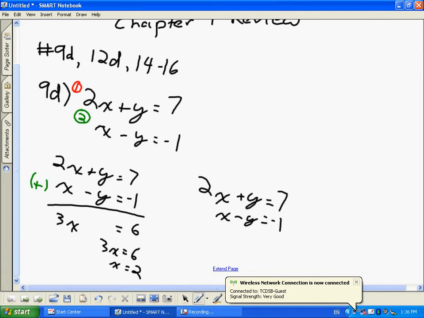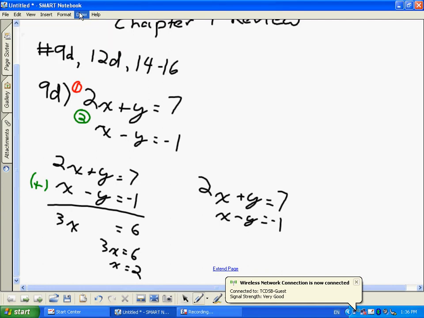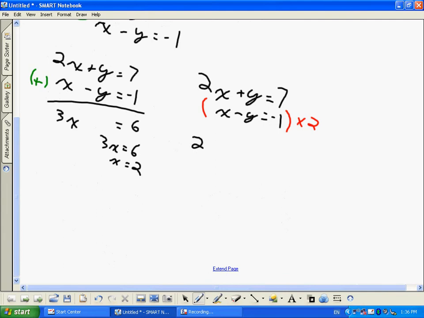Okay. In order to eliminate my x's, I need to have a coefficient in front of the x that's the same number. So, the top equation has a 2 in front of the x. Bottom one has technically a 1. So all we have to do to find a common multiple is times the bottom equation by 2. We don't even have to make a change to the first equation. So we're going to multiply the second equation, every number by 2. Our two equations will then be 2x plus y equals 7. 2x minus 2y equals negative 2.